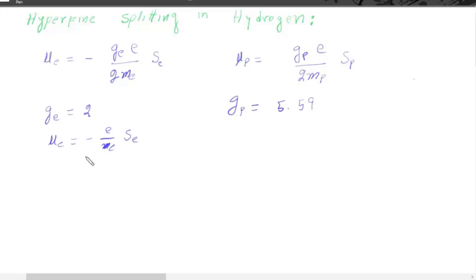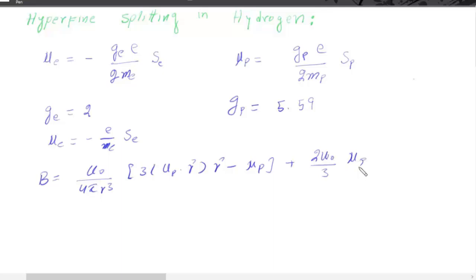Now classically, the proton creates a magnetic field which is seen by the electron, given by B_p = mu_0/(4 pi r^3) [3(mu_p · r̂) r̂ - mu_p] + (2 mu_0/3) mu_p delta function, where mu_0 is the free space permeability.